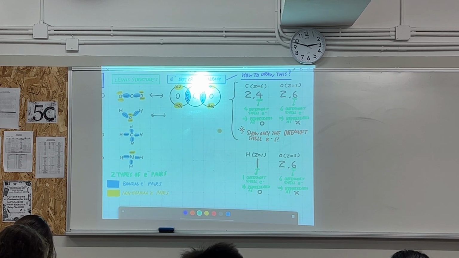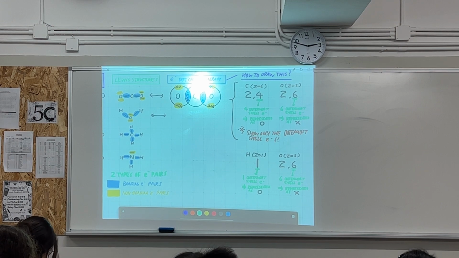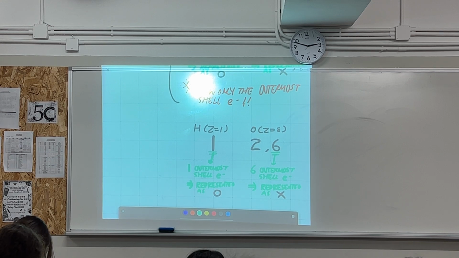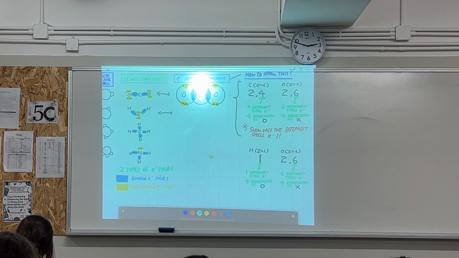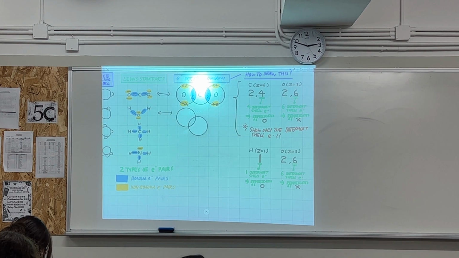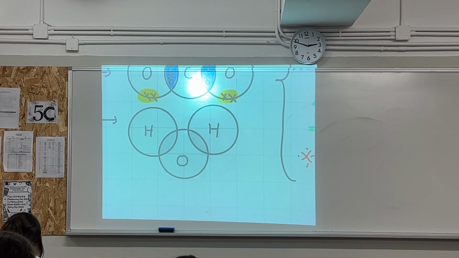Just so I know if you know how to draw the electron dot cross diagram, if you know how many electrons to put in the overlapping space. Note that hydrogen has only 1 electron, so you can only draw 1 dot. Oxygen has 6 outermost shell electrons, so you can draw 6 crosses. And there are 2 H's and 1 O in this relationship here. So you can try. Put electrons into these 3 circles. Note that there are overlapping regions in there.